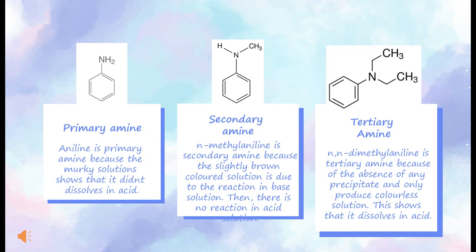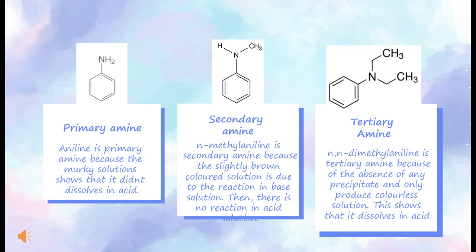The next one, which is the fifth compound, is N-methyl-aniline. It is a secondary amine because the brown colored solution that I observed is probably due to the reaction in base solution. Then after that, if it is in the acid solution, there is no reaction in the acid solution.